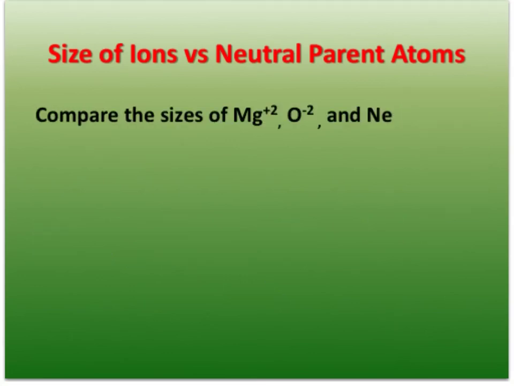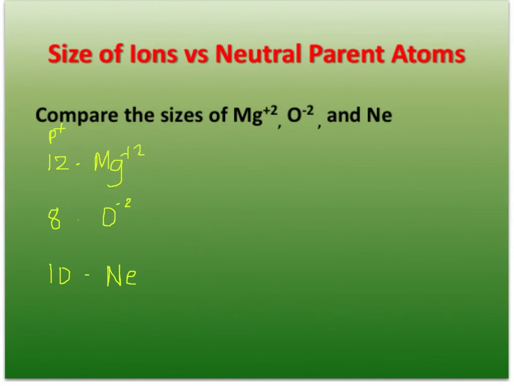So let's use what we've just learned to answer this question. We're going to compare the sizes of the magnesium ion, the oxide ion, and the neon atom. Let's look at these in terms of the number of protons first. Magnesium would have 12 protons, P plus. The oxide would have 8, because that's oxygen's atomic number. And neon would be 10. So that's the number of protons.